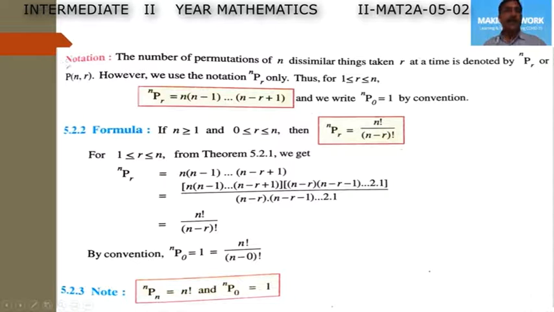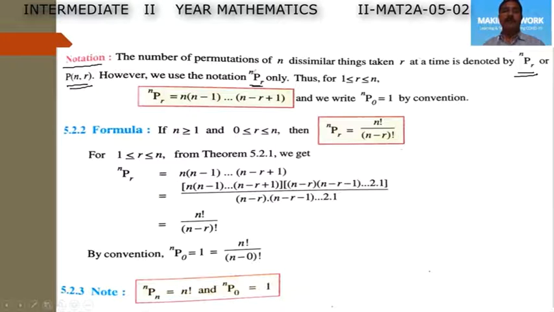Notation of linear permutation. The number of permutations of n dissimilar things taken r at a time is denoted by nPr, or P(n, r). This is the notation to denote the number of permutations. But generally we use this notation nPr only.